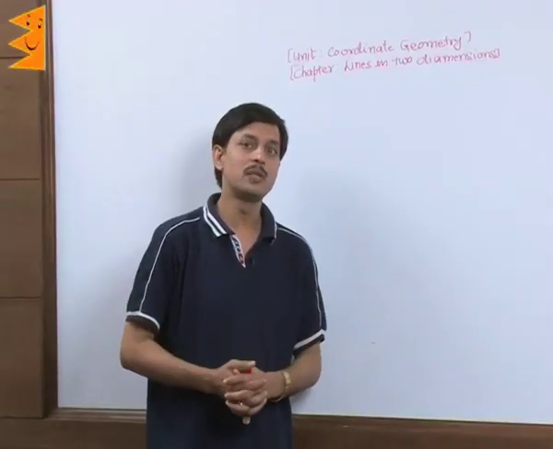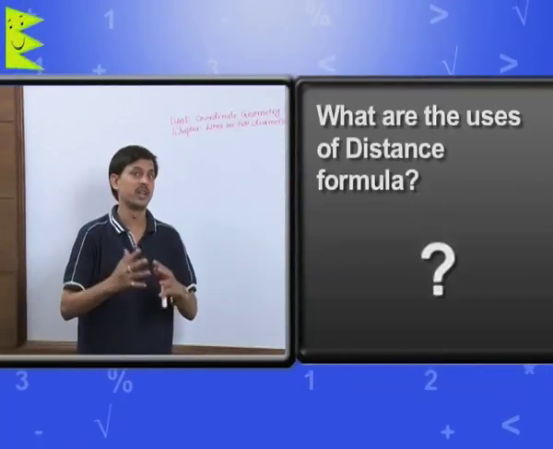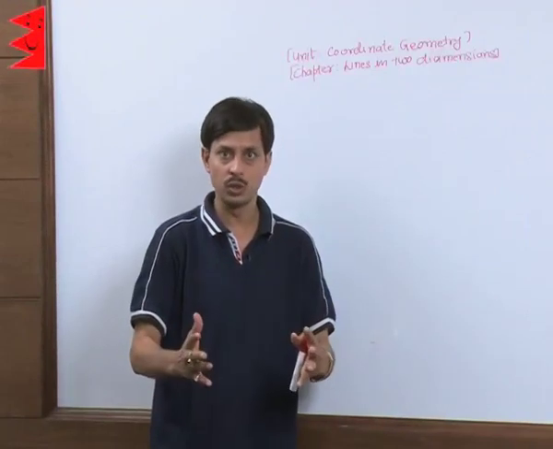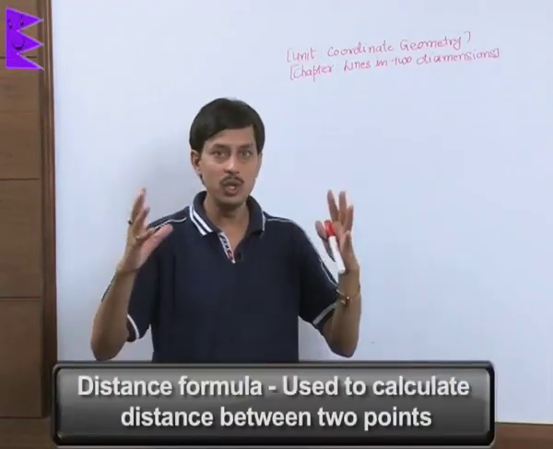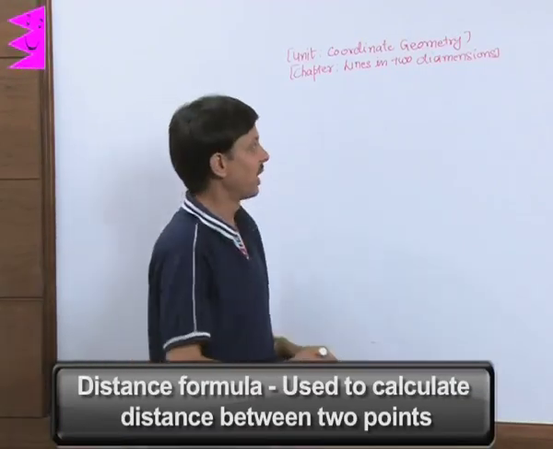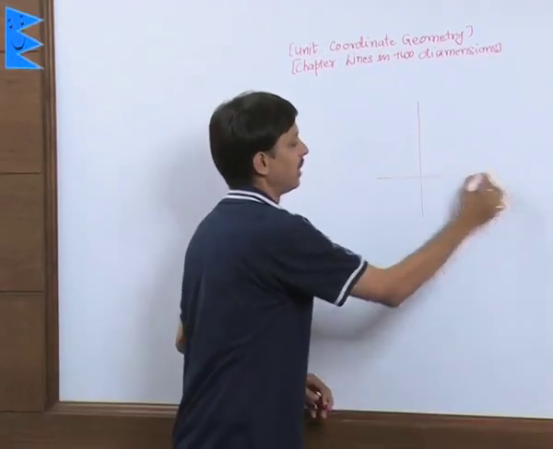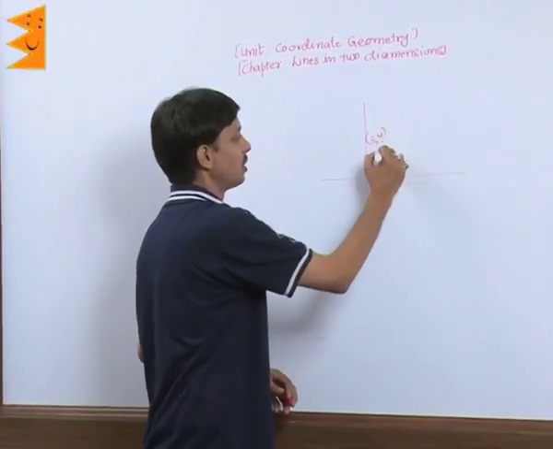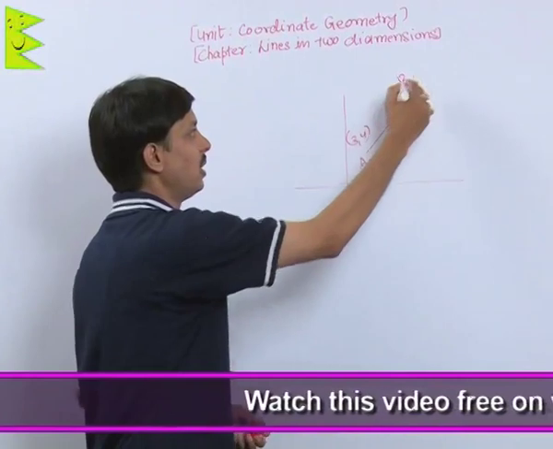Now I will discuss with you what the uses of this formula, that is the distance formula, are. The first use, as the name distance formula suggests, is to calculate the distance between 2 points. Let us suppose there are 2 points in a plane like this. Coordinates of this situation are 3, 4.